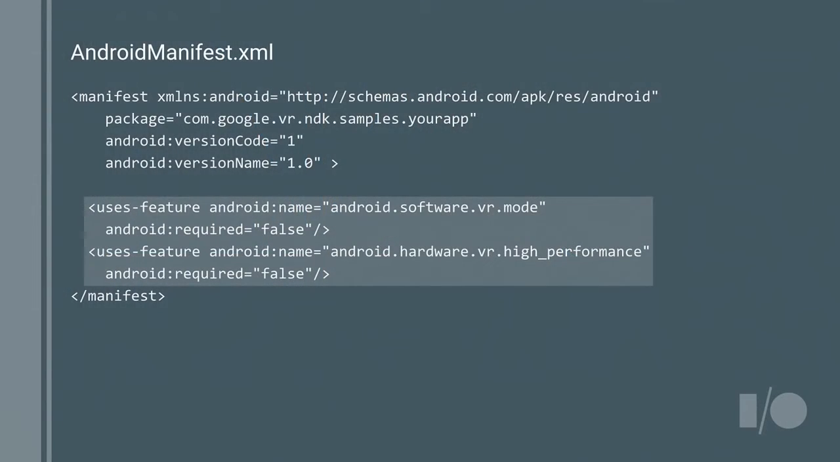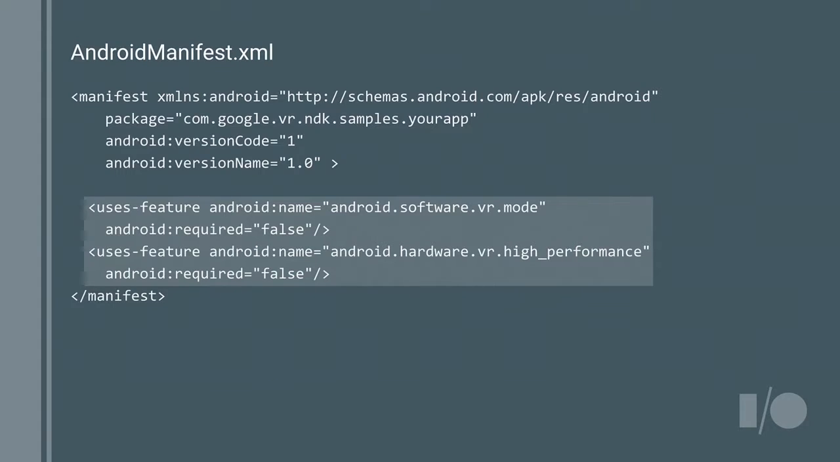Last thing you need to do is in your Android manifest.xml, there's two tags. The first is the VR mode tag, and the second is the VR high performance tag. VR mode is a permission. You're saying, hey, I need to be able to have access to VR mode in my app. And then the high performance tag is basically saying, I am a Daydream app. I can take advantage of the Daydream API.